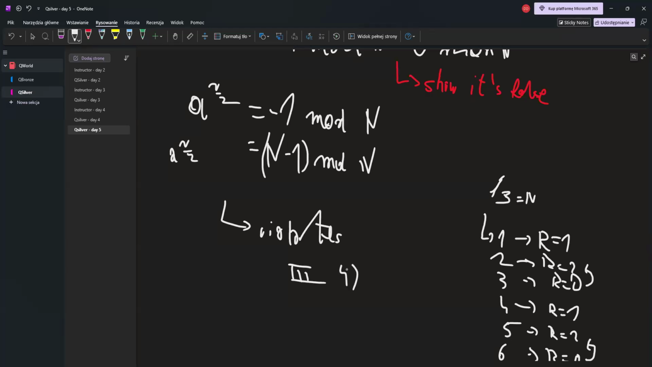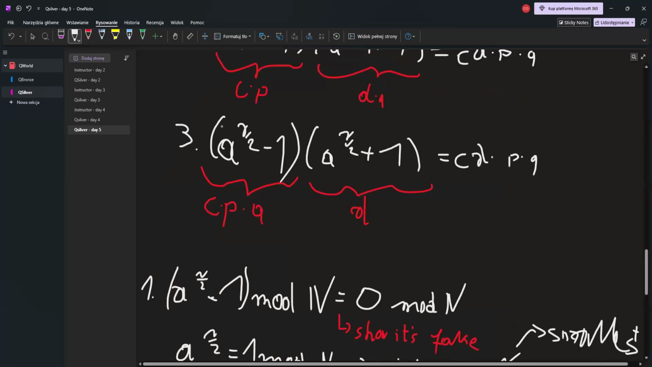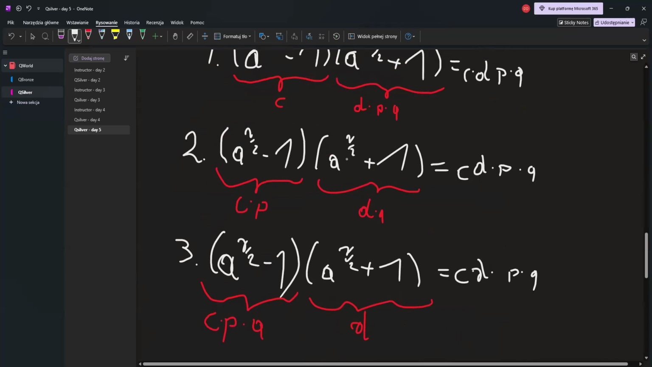And why do we want to get rid of this case? Because as we will see in a minute, the second case, so this one, we are able to factor pretty easily. Yes, so this will be the only case that will match the procedure of Shor's algorithm.